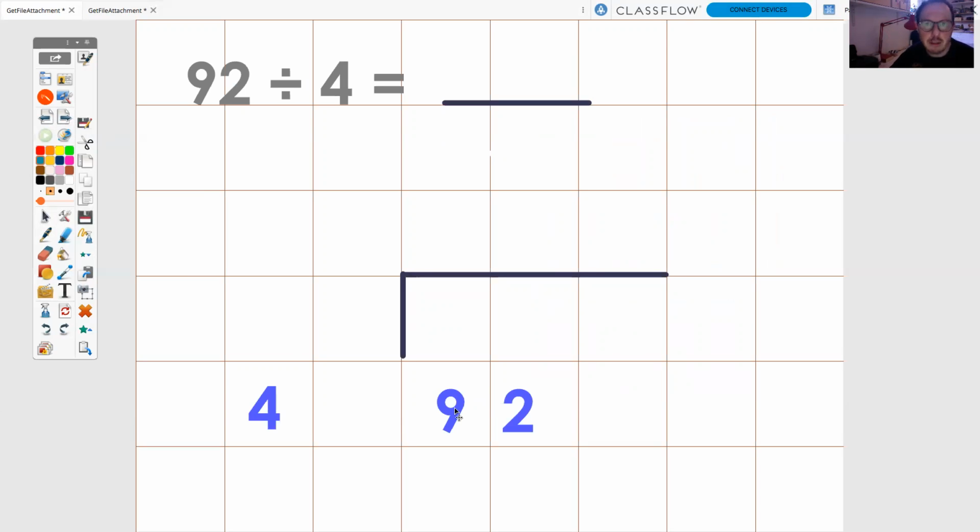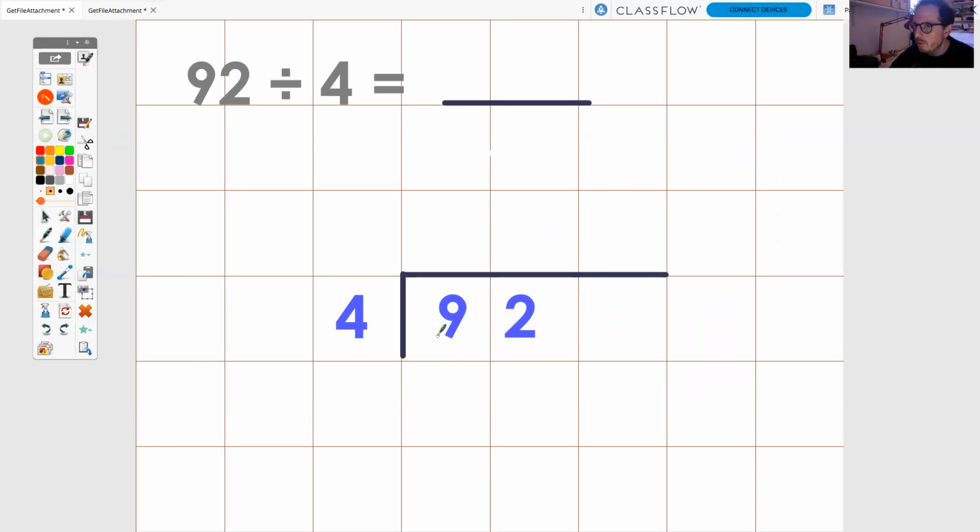So we take our 92, which we're dividing, and we stick it in the bus stop. Now, I take my 4, the number I'm dividing by, put it on the outside. Here we go. So far, so good. Feeling great. Now, the first thing I ask myself is, well, how many lots of 4 go into 9?